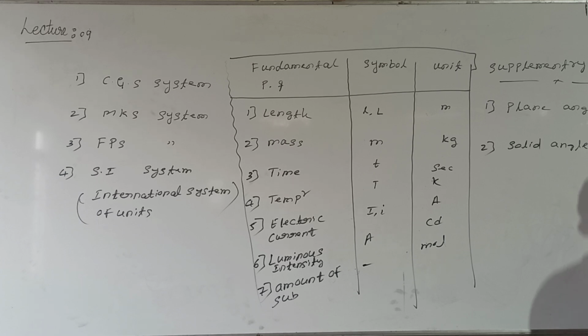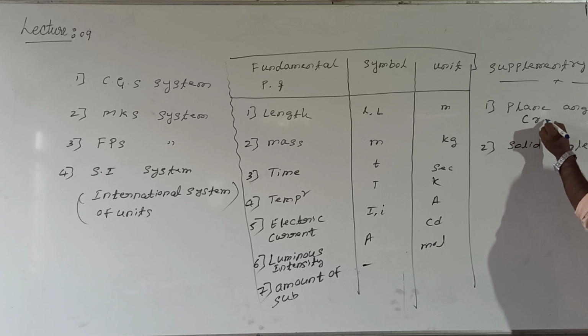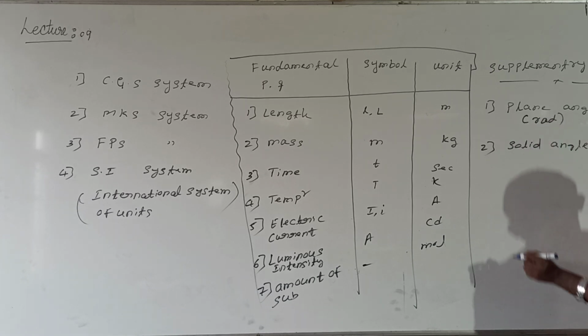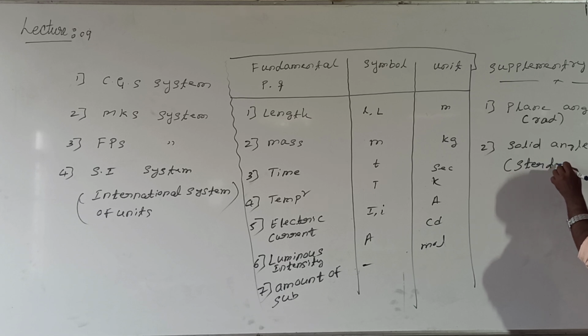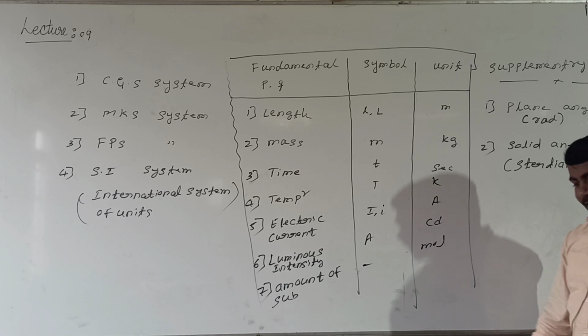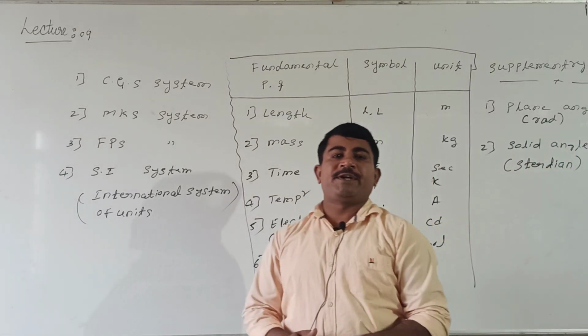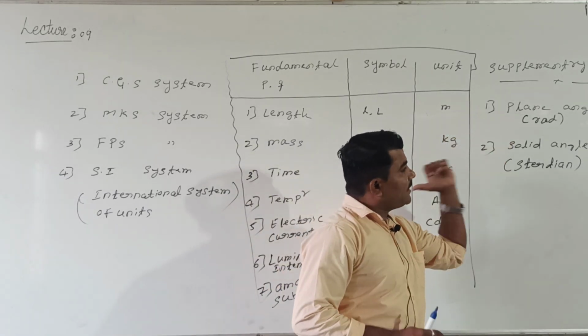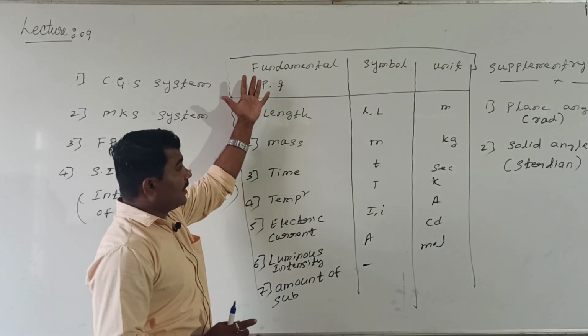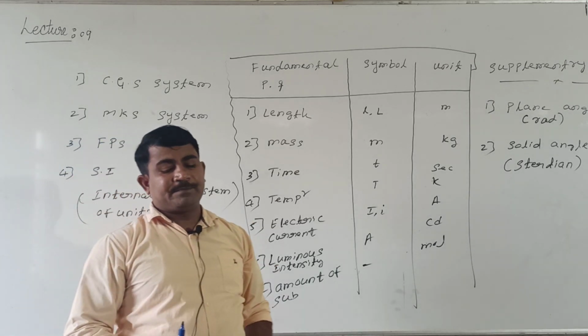Shall I write here? Plane angle, its SI unit is nothing but radian, and solid angle has the SI unit steradian. I said that 2 supplementary units are there in the SI system, that we are calling plane angle and solid angle, and these are in addition to the 7 fundamental units.